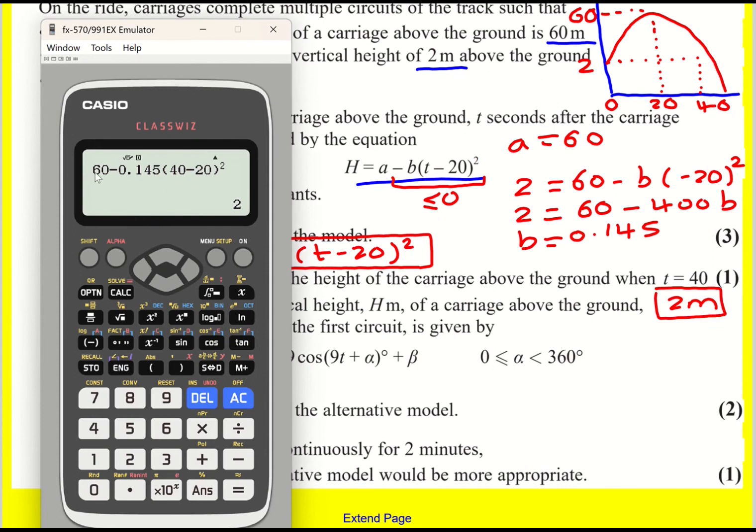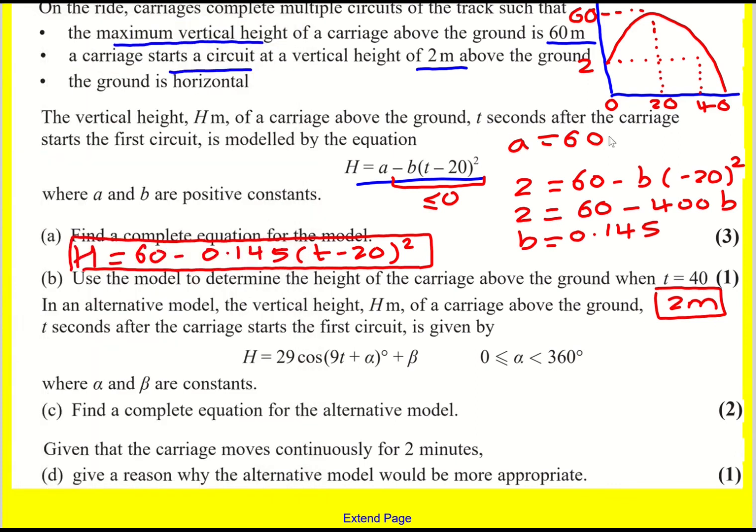40 into the equation that we had, and you can see instead of minus 20 squared, we're going to get 20 squared this time. But when you substitute in, you're going to get that value of 2.